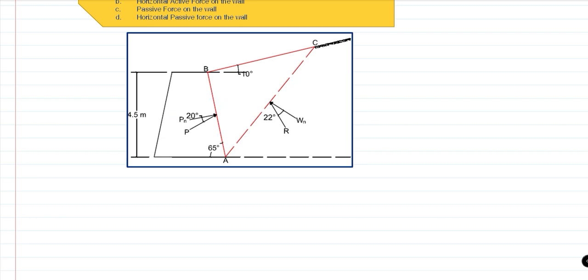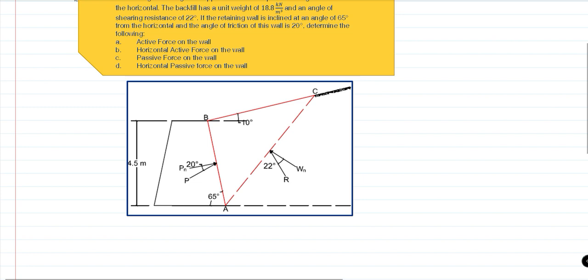And sabi natin, meron tayong angle of internal friction of 22 degrees, which is yung angle between the normal force and the resultant force nung failure wedge natin na W, or weight ng failure wedge natin na W. Then, yung retaining wall natin is 4.5 meters high. So, for this problem, we will be using the Coulomb earth coefficient equations para ma-solve yung mga conditions na hinahanap niya.